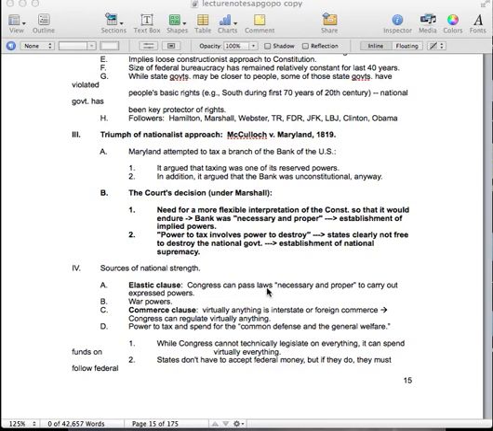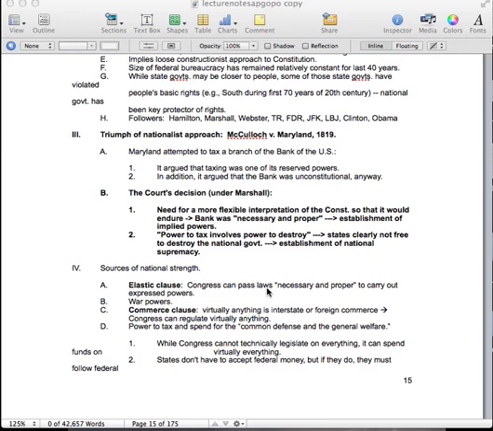Look at it, what they're arguing here is the Constitution did not enumerate creating a bank. However, Congress has the power to make all laws necessary and proper for carrying into execution the foregoing powers. Again, those implied powers. We needed a national bank to do that. So Maryland did not have the right to tax us.